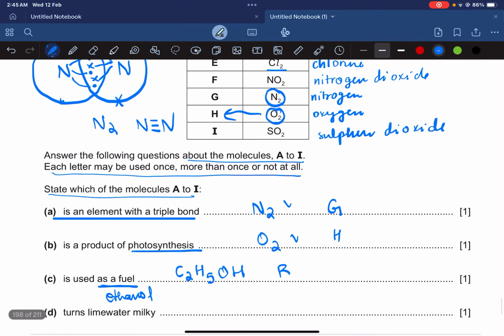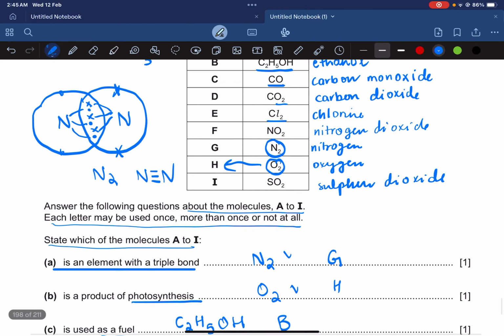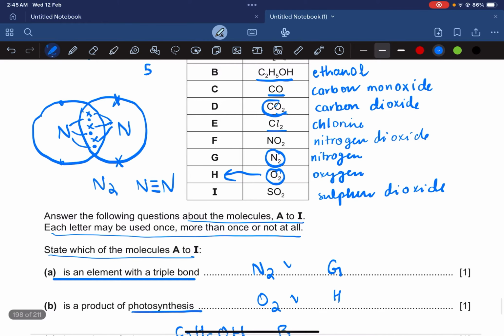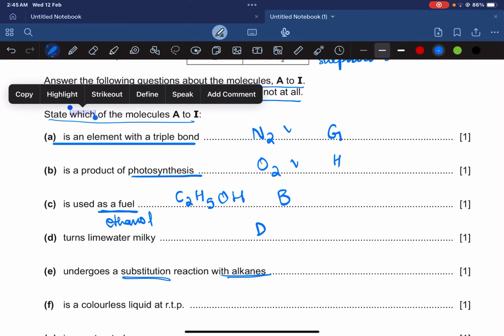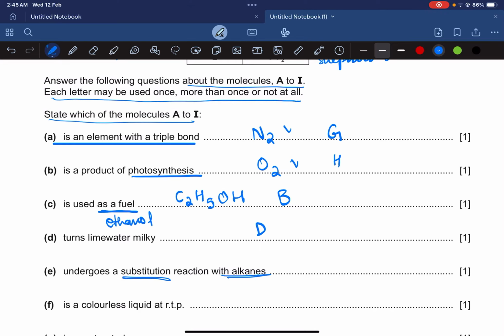Okay, turns lime water milky. You should know the test for carbon dioxide gas, that it turns lime water milky. So it is going to be this carbon dioxide gas, which is going to be D. So this one's D. The next is undergoes a substitution reaction with alkanes. What undergoes a substitution reaction with alkanes? Do you guys remember that we used to take alkanes and then react them with chlorine, and it would form dichloro or dichloroethane? Remember?